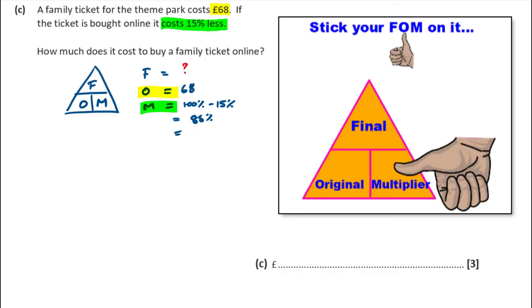So 85 divided by 100 is 0.85. I kind of don't do that with a calculator. I just shift the decimal point 2 along. Okay, so my multiplier is 0.85 and my original is 68. Now I want to find the final.